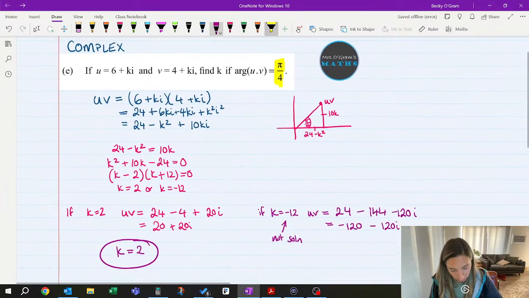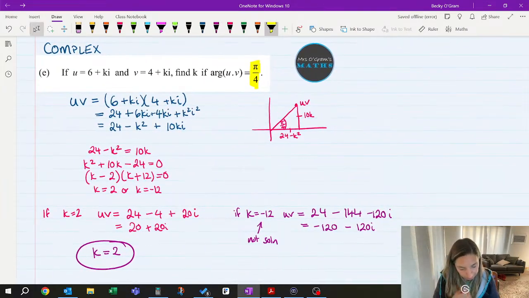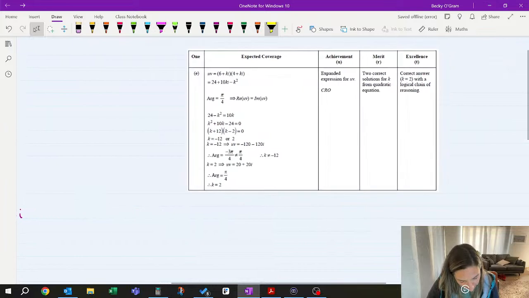Let's just pop that all onto one page. Okay, let's take a look. I did just drop the mark scheme off to one side so we can check that. You would have got an achieved for getting as far as expanding the UV.